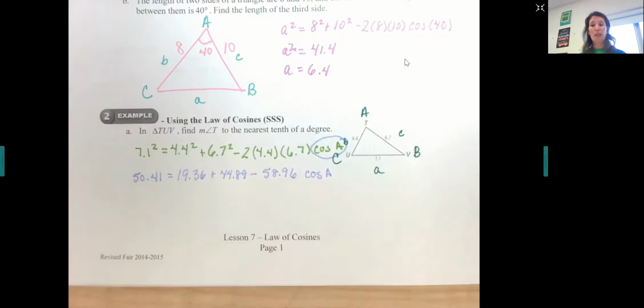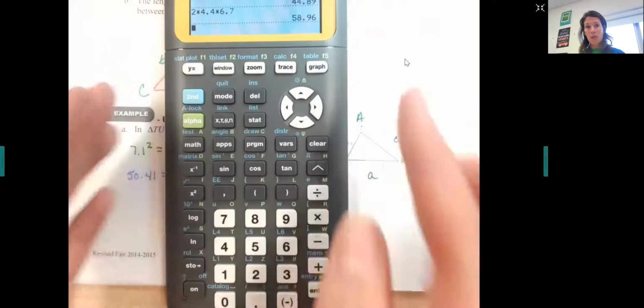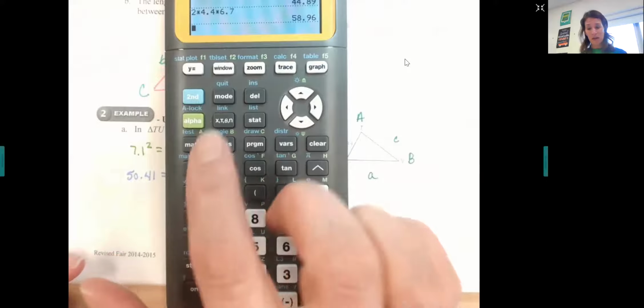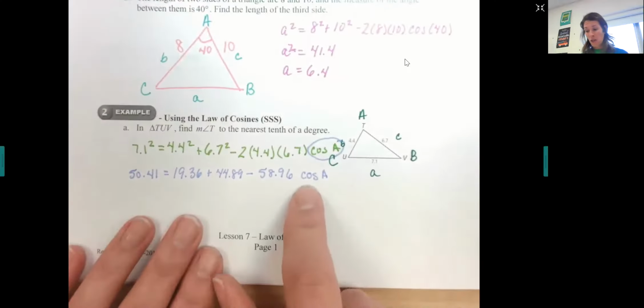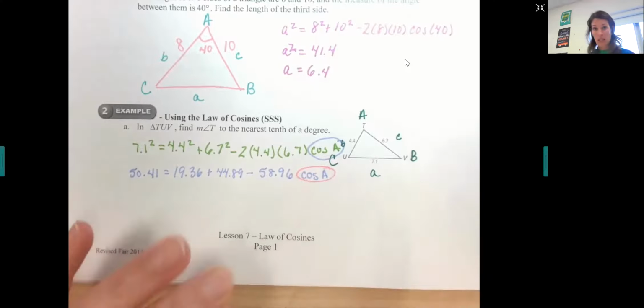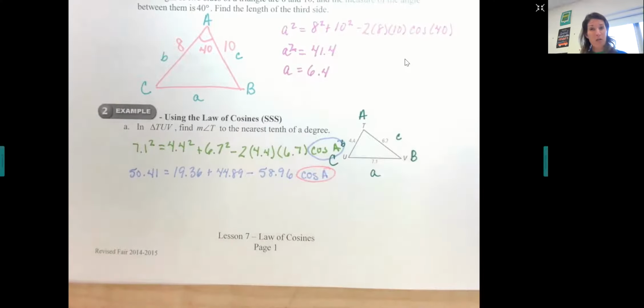Please remember, when we're solving for an angle, we are going to be using our inverse sine, that blue sine to the -1. First, though, we have to put cosine A is equal to something, which means that I am solving for cosine A. I am solving for this. We're not just solving for A right now. We have to solve for cosine A.